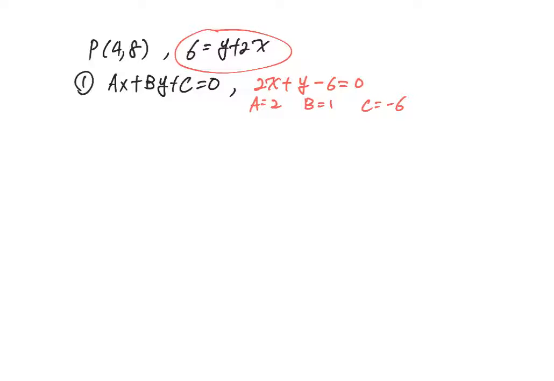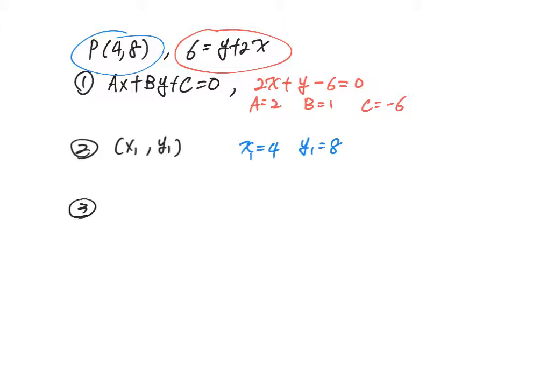Now, step 2. Step 2 is find your point. You need a point, so you need x1, y1, and that is our point P. So your x1 equals 4, y1 equals 8. Now step 3, you're just going to plug into this formula. The distance is, by the way, absolute value: a x1 plus b y1 plus c, all over the square root of a squared plus b squared, in the absolute value form. So that means distance is always positive. That's the meaning of it.